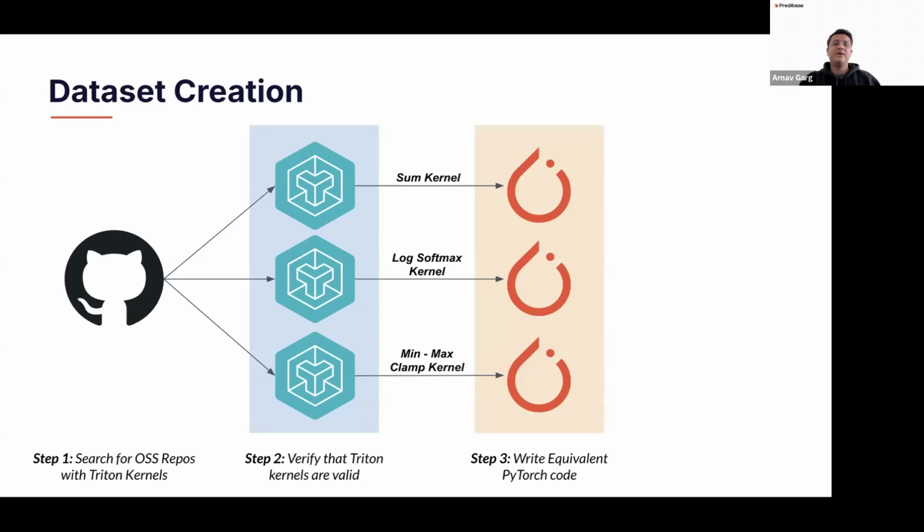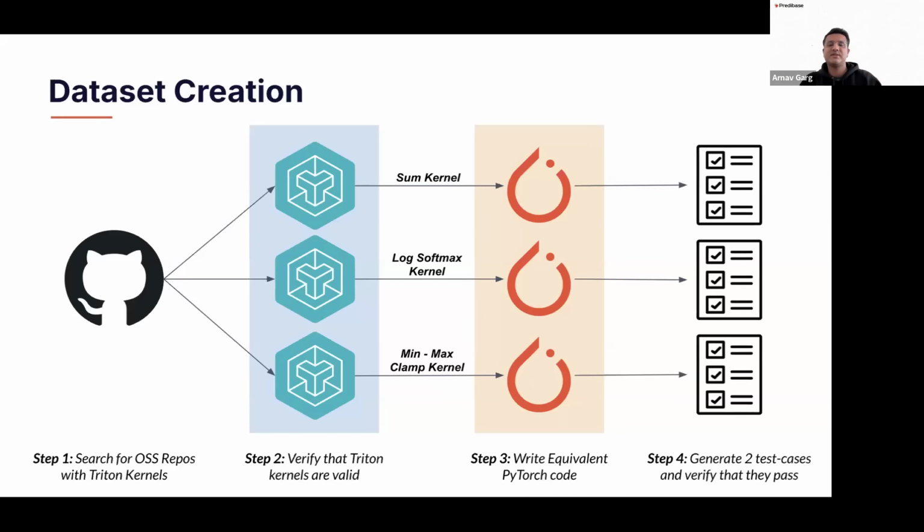And then finally, to make sure that our Torch code is correct and our Triton code is correct, we can write some test cases, run it through both, and validate that all test cases pass through both. So we know the Torch code is equivalent to the Triton code. And what's really nice about doing it this way is that your test cases can also be used during training to verify correctness. And we'll come to that and I'll show you what that looks like as well.